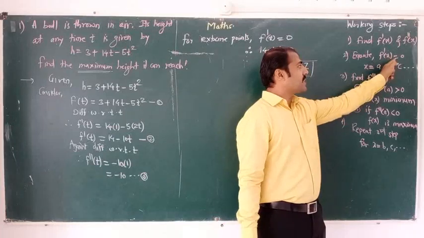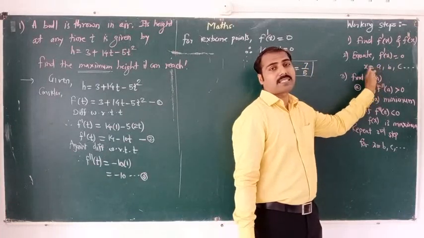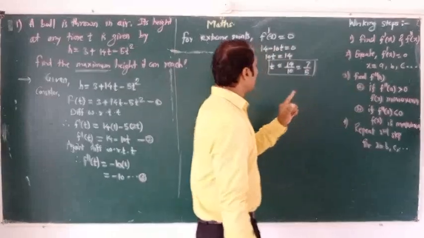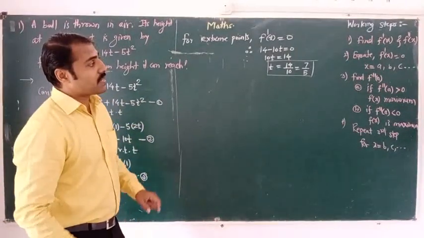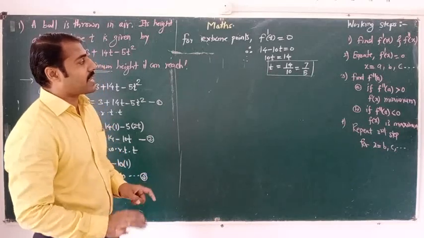f dash of t is equal to 0. We get the value of x, that is, the value of t. There is only one value. So moving to our third step. In the third step, what do we have to do? We have to find f double dash of a.